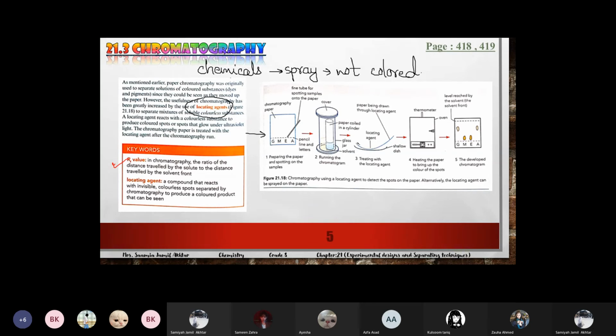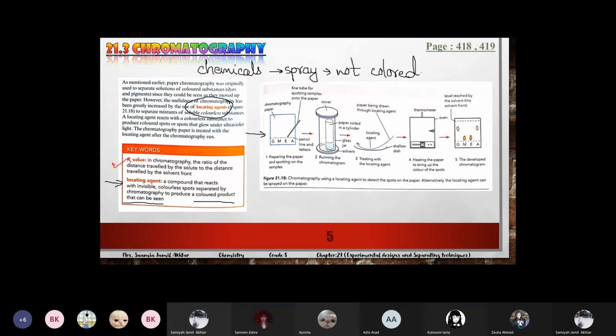Yes, after we have performed it. And it's better to spray, not to dip. So we spray it on it, and it will start to show the colors. So these are locating agents. You can see here in the definition, a compound that reacts with invisible colorless spots separated by chromatography to produce the colored product that can be seen. So it's really simple. Locating agents react with the colorless substances to produce colored spots.